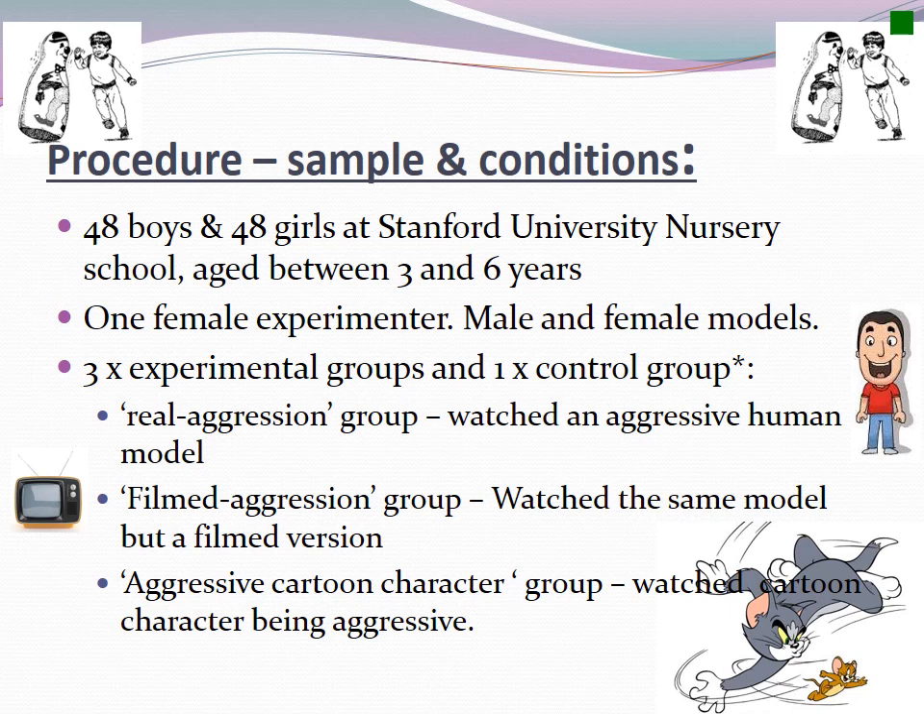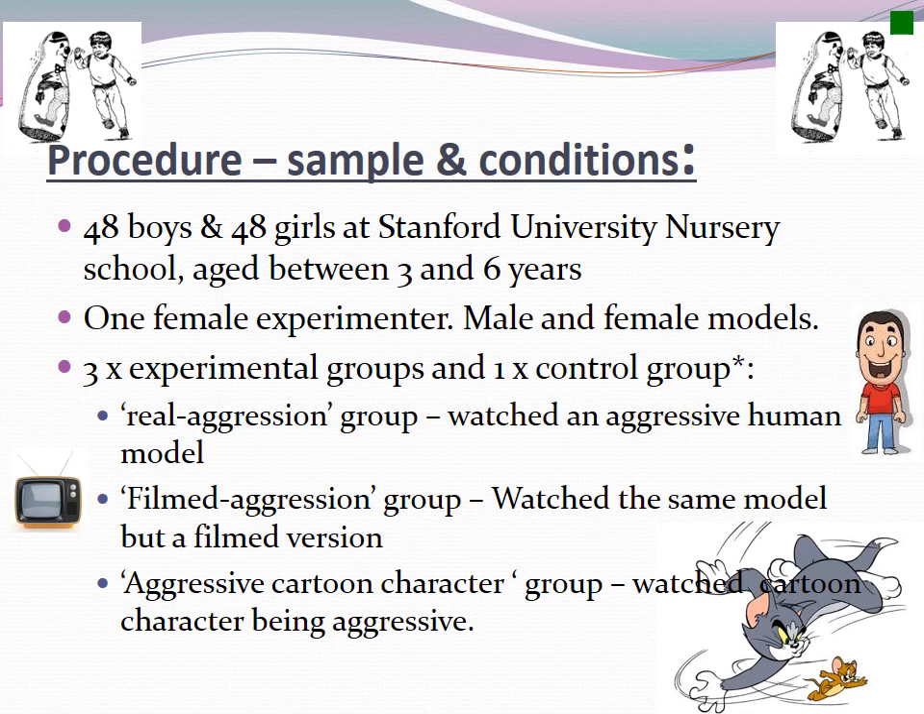So the procedure, sample and conditions, you'll note the similarity here to 1961. There were 48 boys and 48 girls from the same Stanford University that the first sample from 1961 was selected from, and they were aged between 3 and 6 years, exactly the same as they were in 1961. There was a female experimenter with male and female models. There were 3 experimental groups and a control group by which they were able to compare.